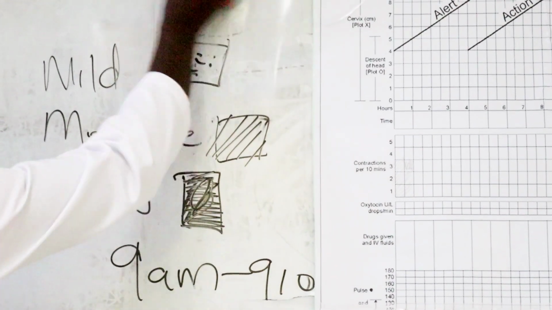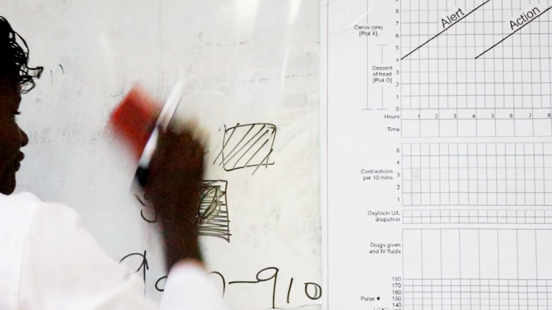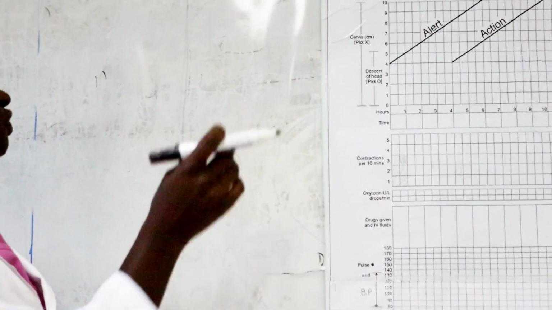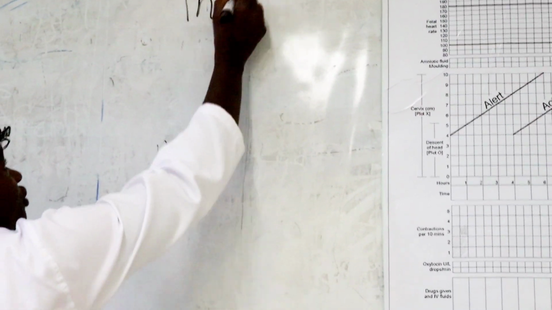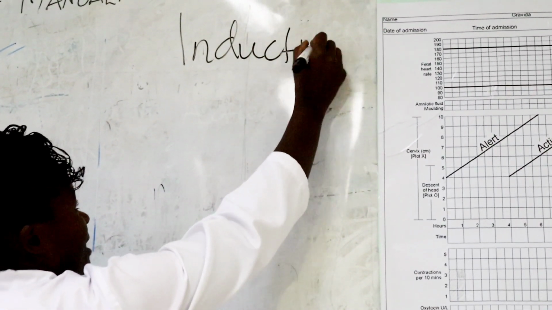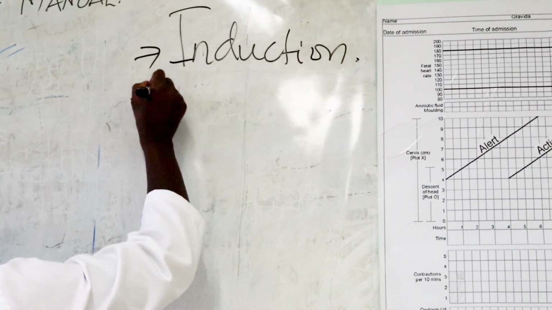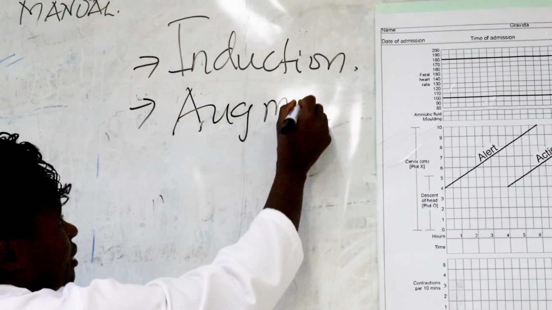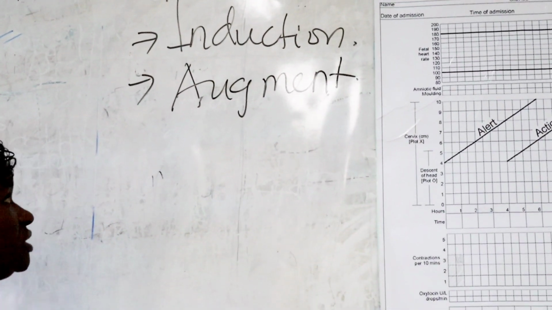So oxytocin is used for different purposes in labor ward. One of the reasons we use oxytocin would be to induce labor, so induction of labor. Another reason we can use oxytocin is to augment labor. I hope we understand the differences between the two.